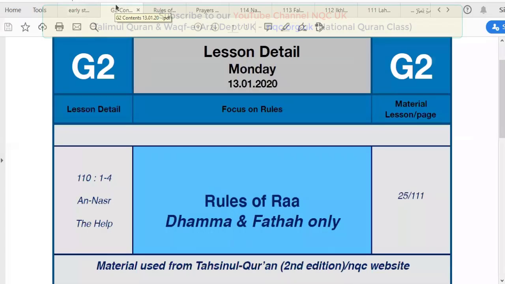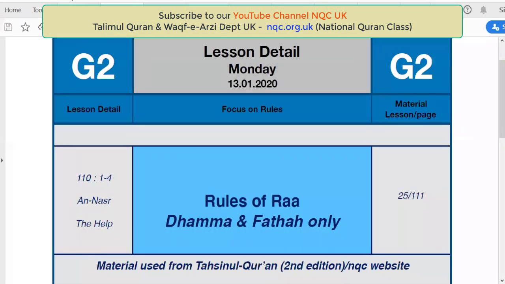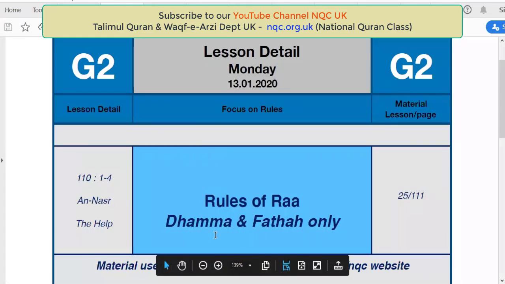In today's class, we're going to focus on a new rule. We're going to learn a new rule, which is rule of Ra, and we're going to only focus on the Dhamma and Fatha stroke. We are also going to practice chapter 110, Surah An-Nasr, which means the help. And we're going to do all of this throughout our lesson today.